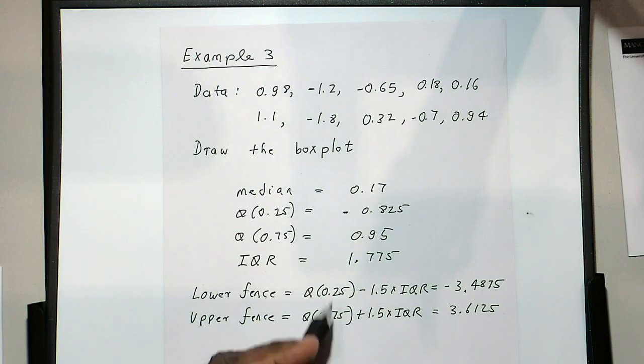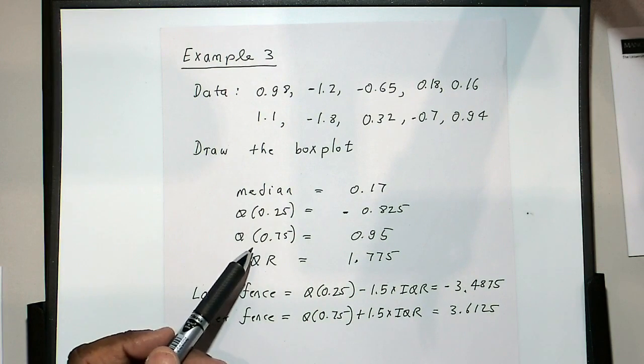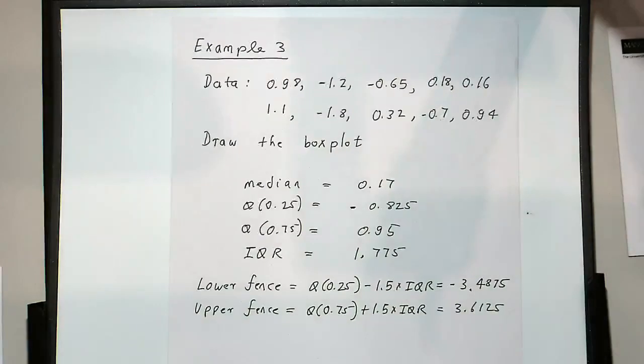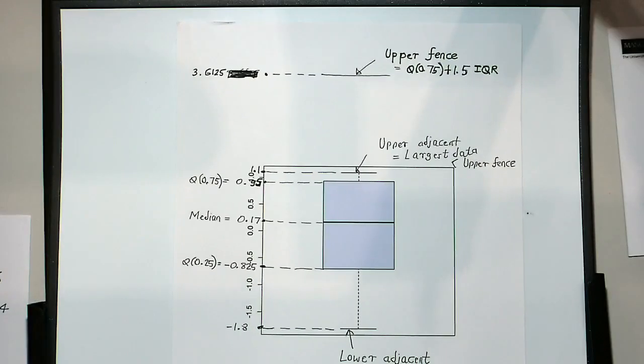So these are the 6 items that you need in order to draw a box plot: the median, the first quartile, the third quartile, the IQR, the lower fence, and the upper fence. Now if you draw the box plot, it will look something like this. I hope you can see this, right?